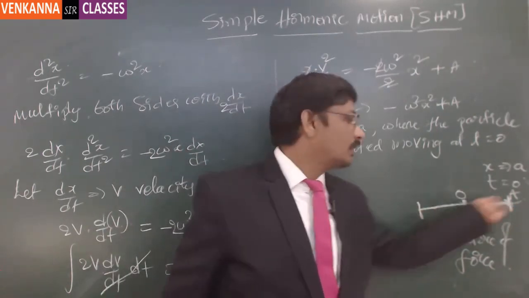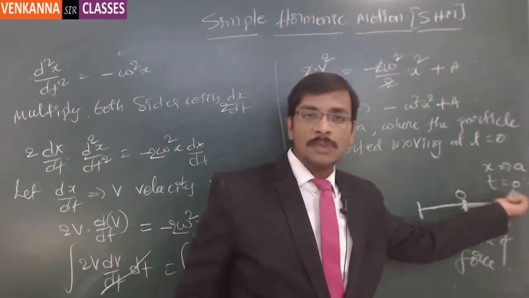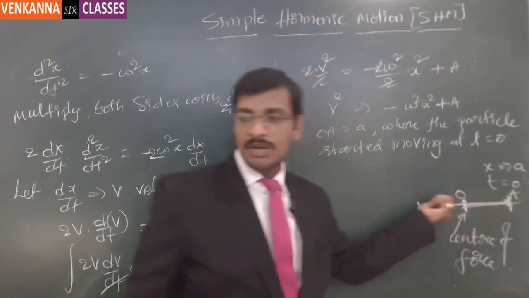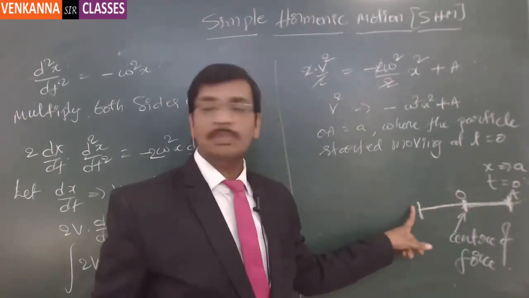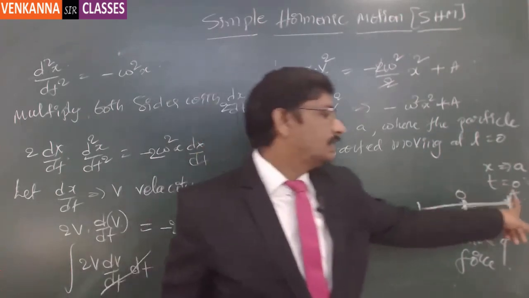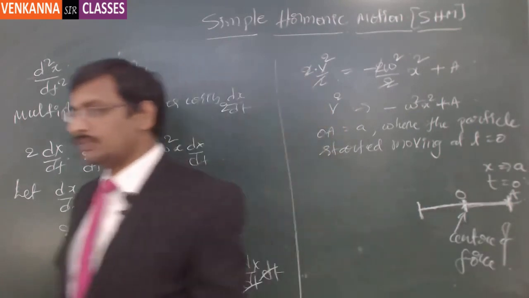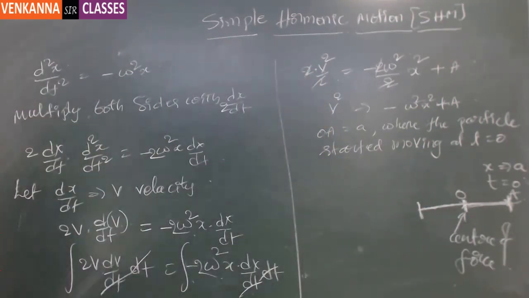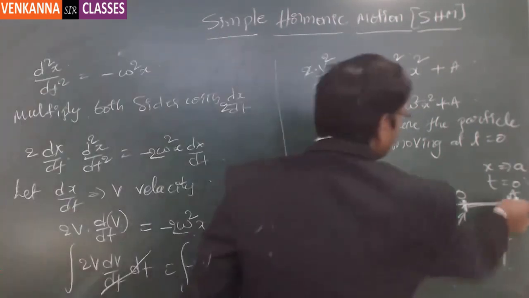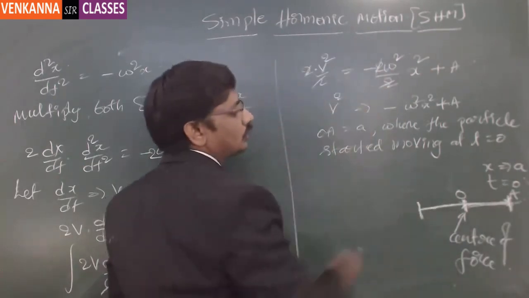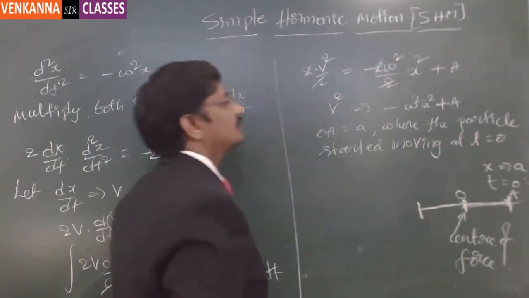So when it is moving towards the right direction, it stops momentarily and then actually comes back towards the left direction. Same thing happens here also. So at this point the velocity is always 0. That is the important understanding. Got it? So at this point, when the velocity is 0, you can substitute at x equal to a, velocity equal to 0.